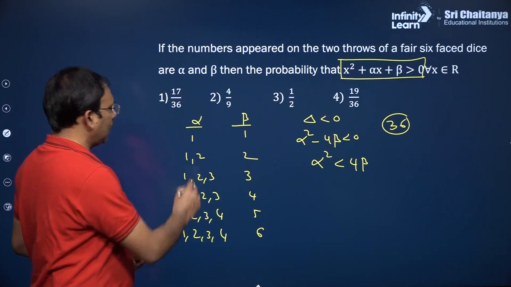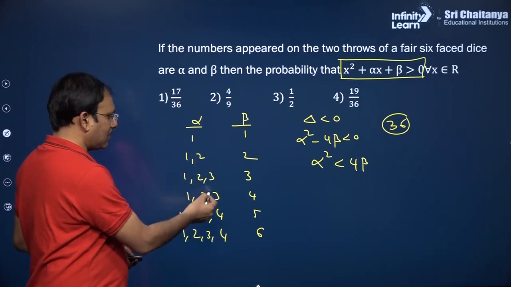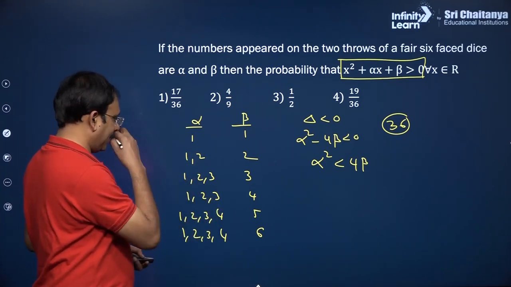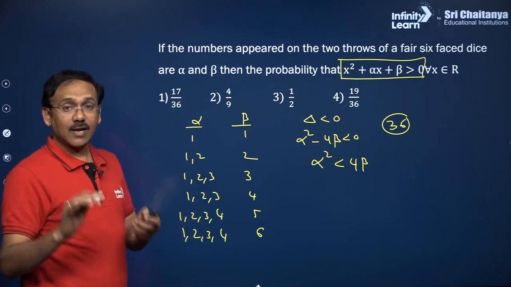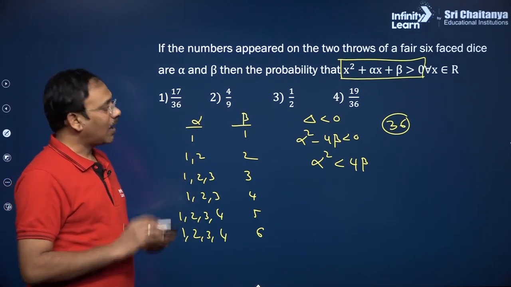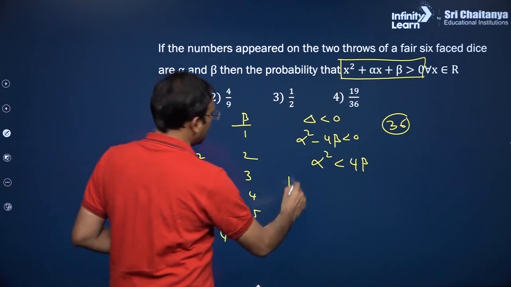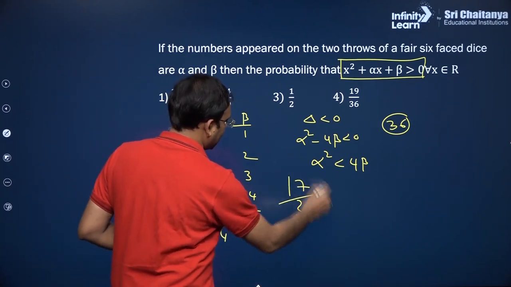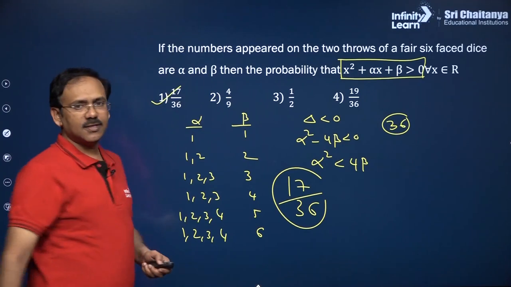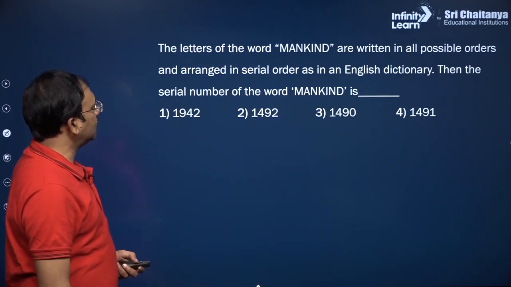So totally ordered pairs, how many? 4, 8 plus 3, 11, 11 plus 3, 14, 3, 17. There are 17 possible cases out of 36. The probability is going to be 17 by 36, my dear friends. This is the answer. Next, you see this question.